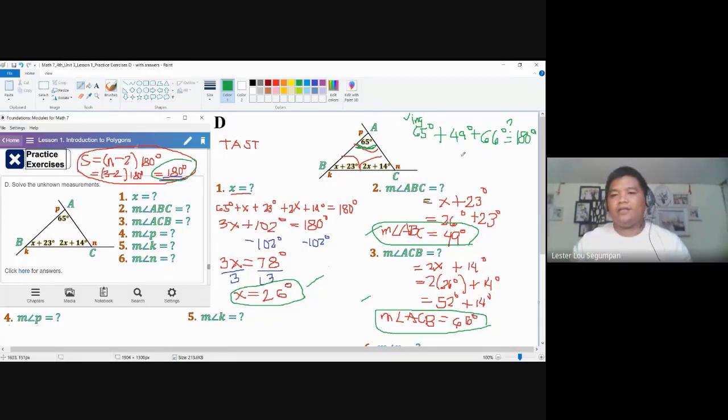But let's continue here. 65 plus 49 is 114. 6 plus 4 is 10, plus 5 is 14, and 1 makes 114. So 114 degrees plus 66 degrees is 180 degrees. Now that we are sure that they are equal, and it satisfies the claim that this is really a triangle, numbers 1, 2, and 3 are now correct.